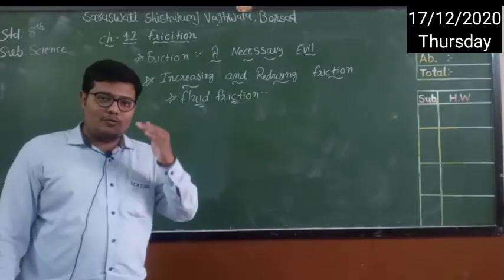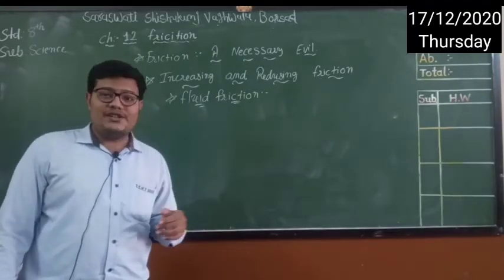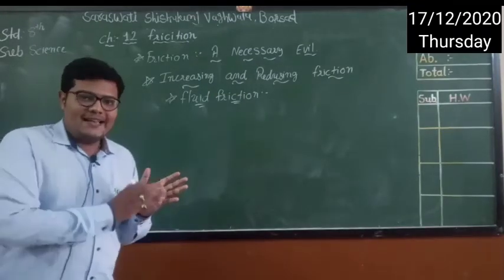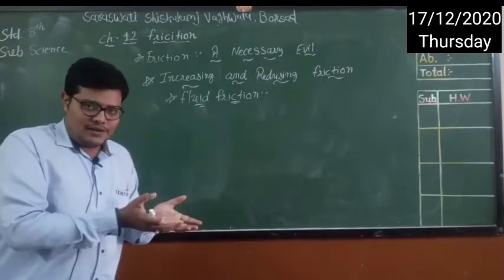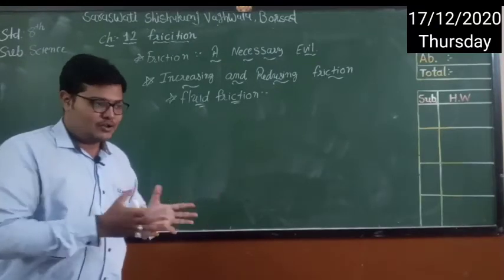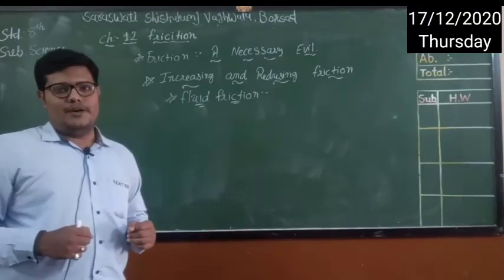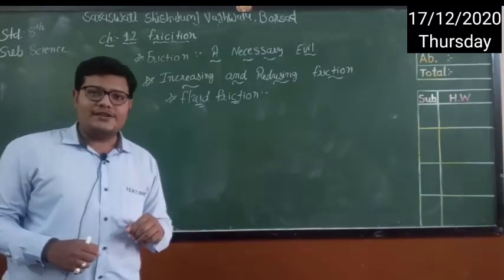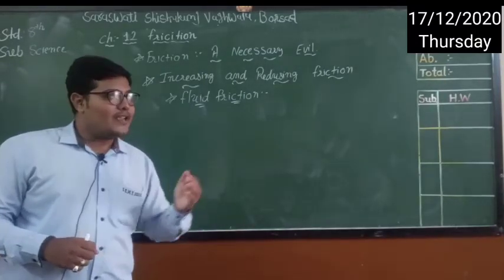If we talk about aeroplanes, if we talk about fishes, if we talk about birds, they all are in motion, and the atmosphere is one kind of fluid. So they are moving inside the fluid. So now there is also friction, which is called fluid friction. Now how can we reduce that?